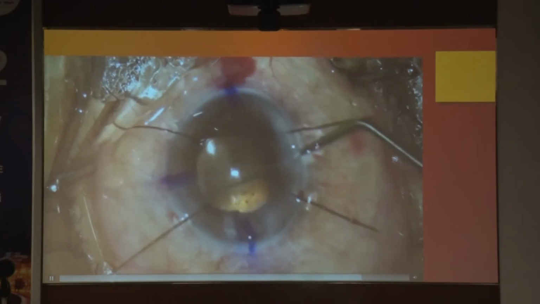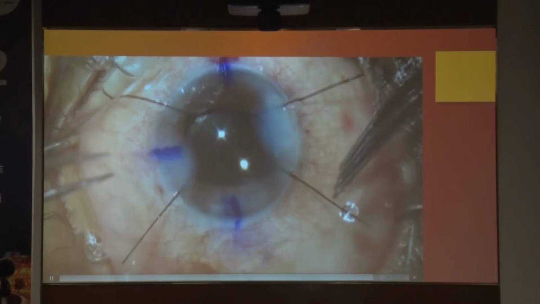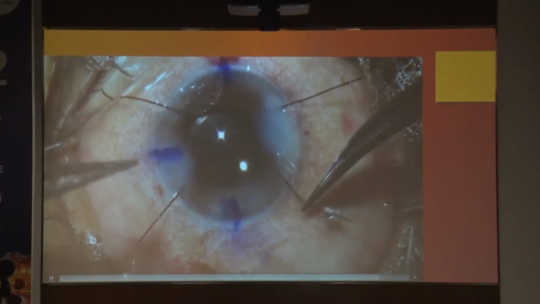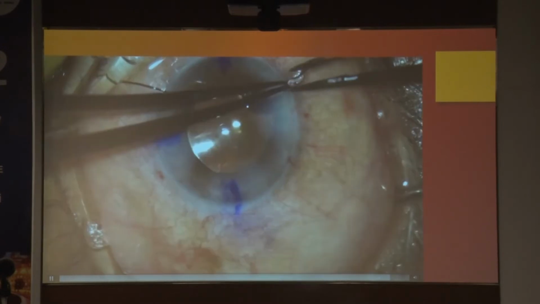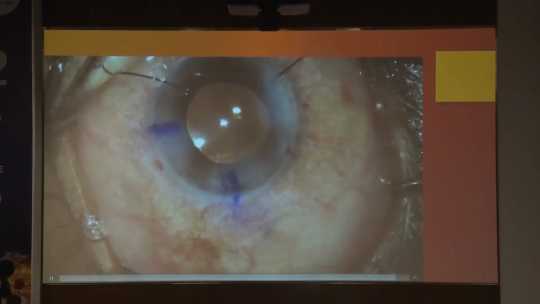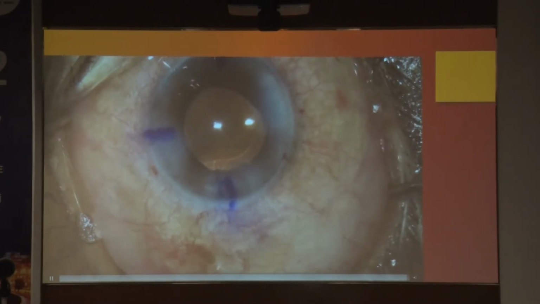In this case, I think it's a toric lens. And to get the sutures, the hooks out is very simple. You loosen the strut, and very often it just comes out, or maybe you need to sometimes push it in again. And that's the end of the surgery in this case.